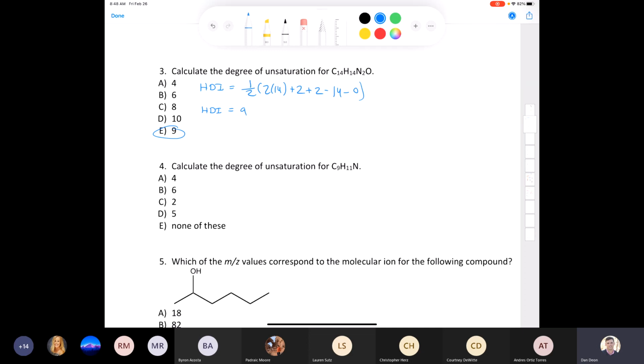For the next one, we have C9H11N. Let's do that one. So we have HDI is equal to 1/2, 2 times 9 plus 2 plus 1 for the nitrogen, subtract 11, and there's no halogens. So we have 18, 19, 20, 21, subtract 11 gives us 10. 10 divided by 2, the HDI is equal to 5.